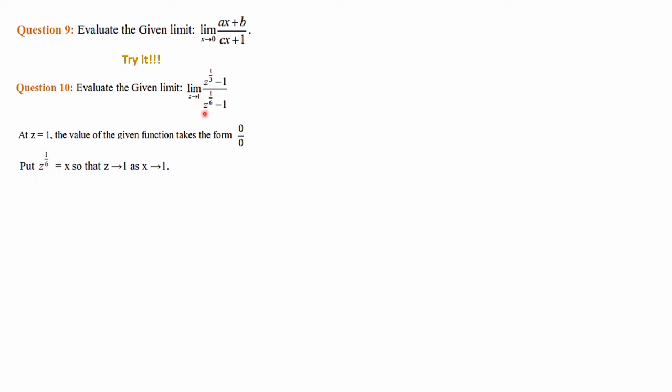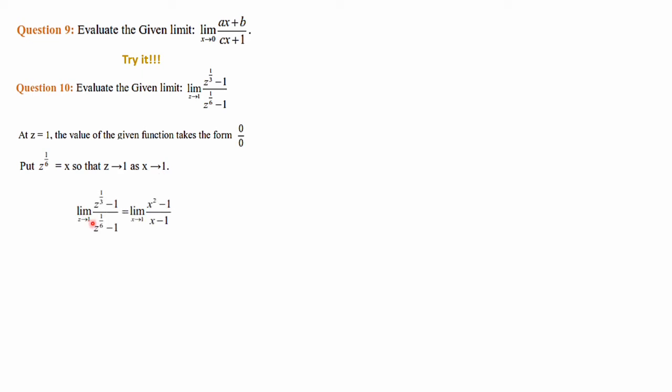We have to change this z power 1 by 6 with x. So that as we are changing this variable z power 1 by 6 as x, changing the variable to x, we have to change the limit also. Limit z tends to 1. As z tends to 1, here 1 power 1 by 6, 1 power 1 by 6 means 1 itself. So x is equal to 1 we are getting. So x is tending towards 1. So both are tending towards 1 itself. Z tends to 1 as x tends to 1.